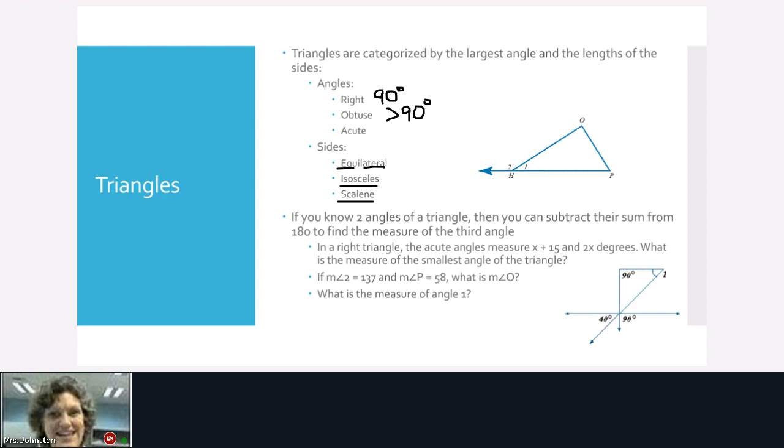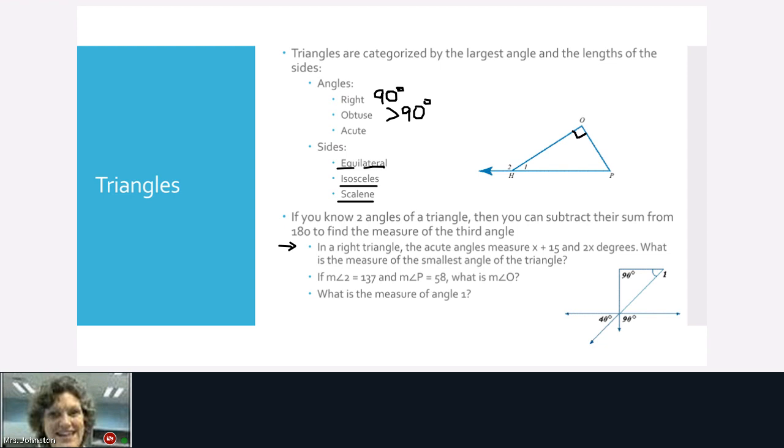So there are three problems that I pulled from your test that I want you to be able to be familiar with. First, in a right triangle, the acute angles measure x plus 15 and 2x. Okay, so let's assume that this triangle up here is a right triangle. I don't know whether it was supposed to be or not, but I'm going to mark it with a right angle so that I know it's a right triangle.